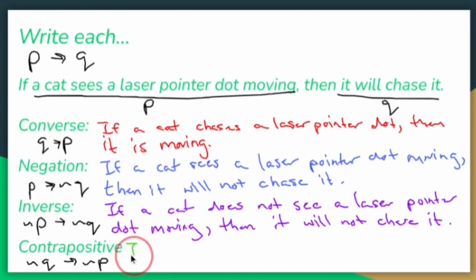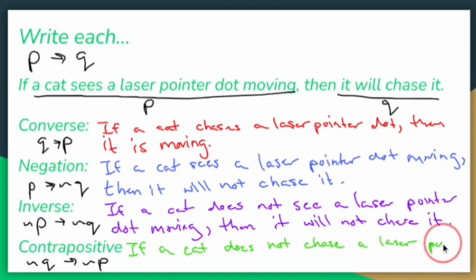So if a cat does not chase a laser pointer dot, then it is not moving. So as you can see, these aren't fun.